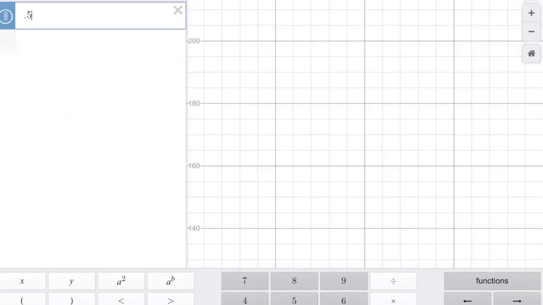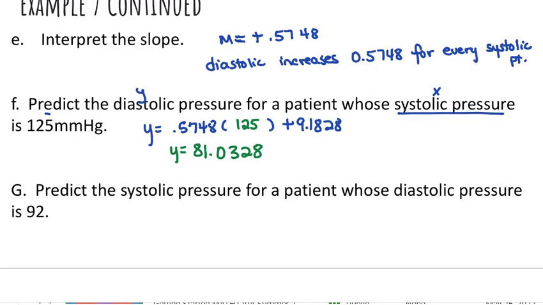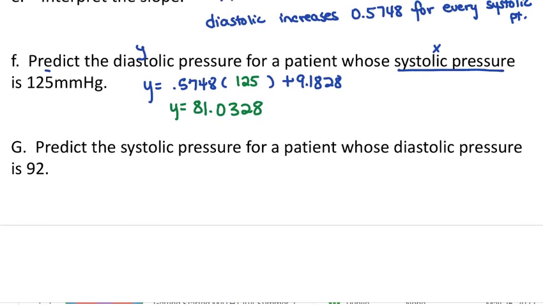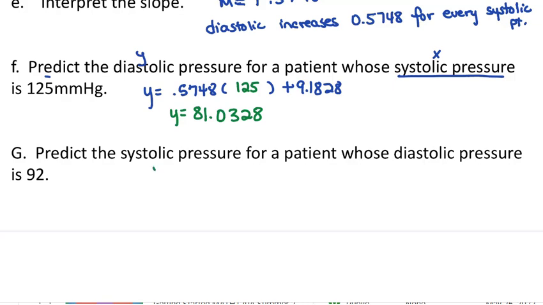But let's just double check to make sure I'm right. So we had 0.5748 times 125 plus 9.1828. Yeah, 81.0328. That's what we got there. Okay, predict the systolic pressure for a patient whose diastolic is 92. So I'm going to put 92 equal to the Y, because they're giving us the diastolic blood pressure, and they're asking us to predict the X. So 92 equals 0.5748X plus 9.1828.